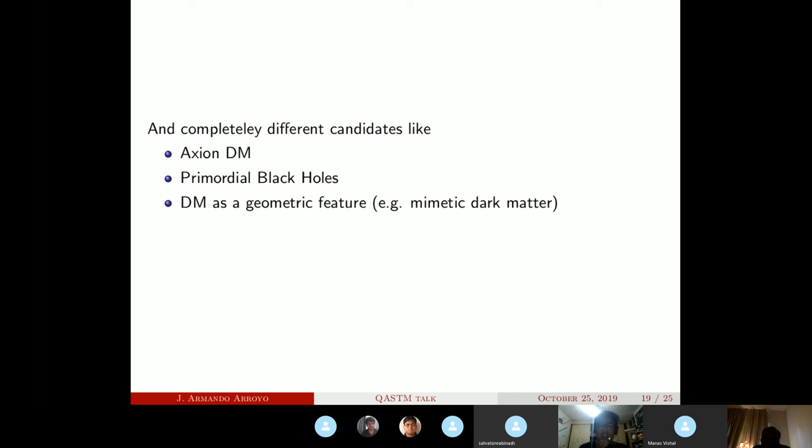Yeah, and it's just this conformal degree of freedom that one can extract. Yeah, exactly. And it's not going to be a particle. It's just going to be this geometric feature from a gravity different from the Einstein-Hilbert one. And it's very interesting.